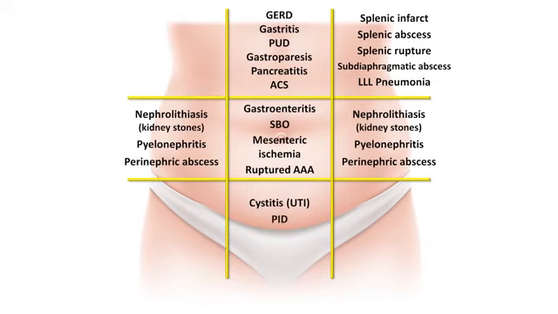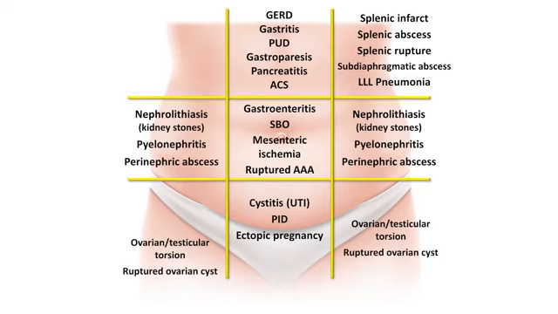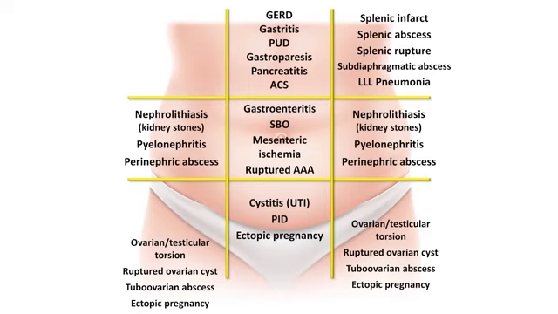Pelvic inflammatory disease, which is a severe complication of sexually transmitted infections seen in women, or an ectopic pregnancy, which occurs when an embryo is implanted somewhere other than the uterus, a condition which results in a non-viable pregnancy and is life-threatening to the mother. Pain in the right and left lower quadrants have similar pathologies, including ovarian and testicular torsion, a ruptured ovarian cyst, a tubo-ovarian abscess, and ectopic pregnancy.